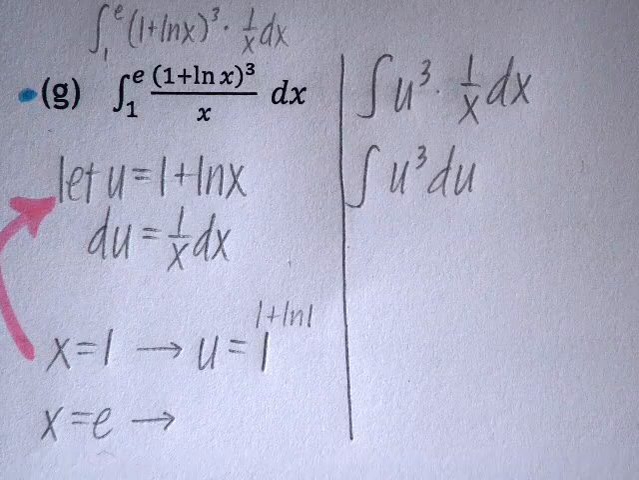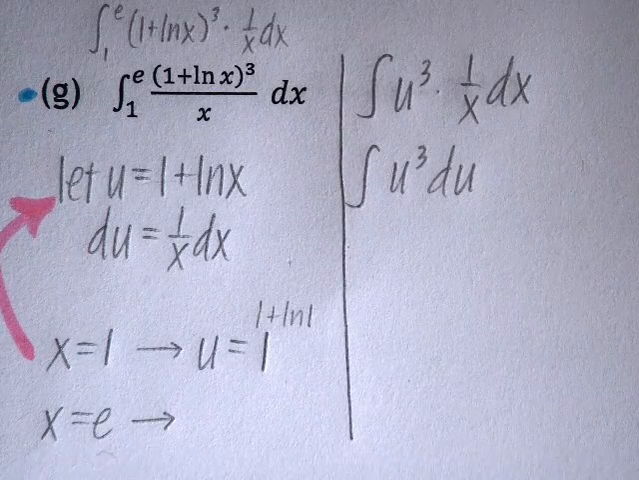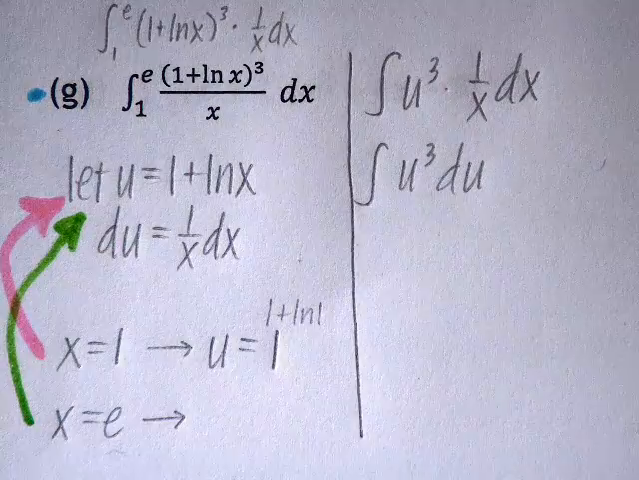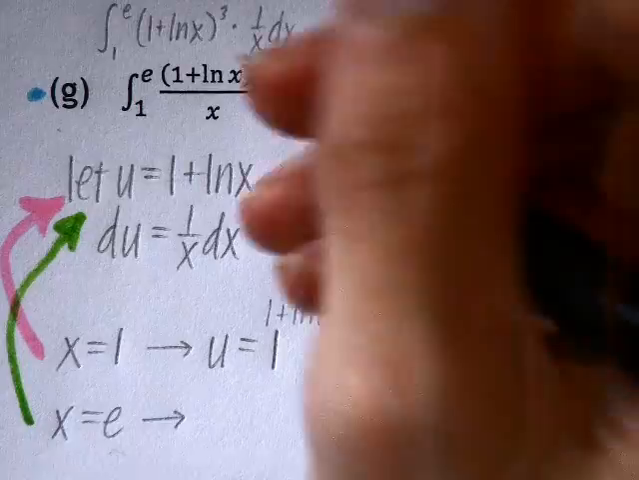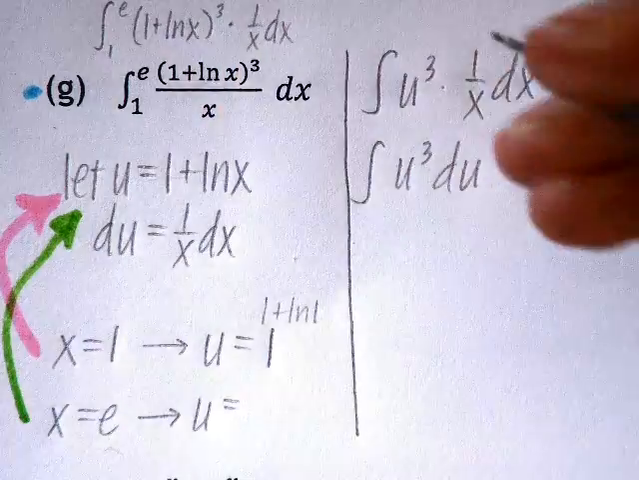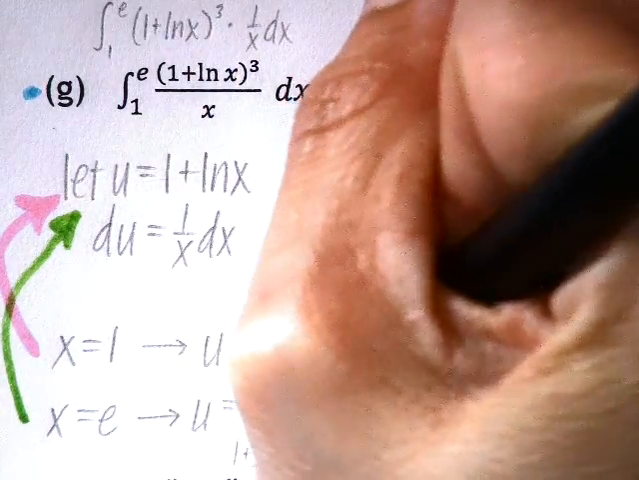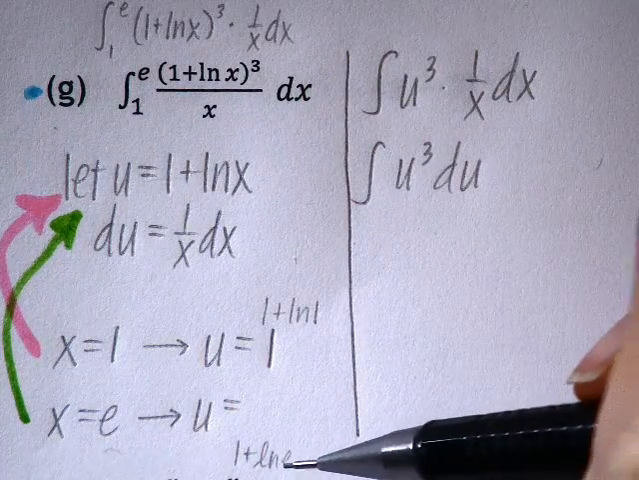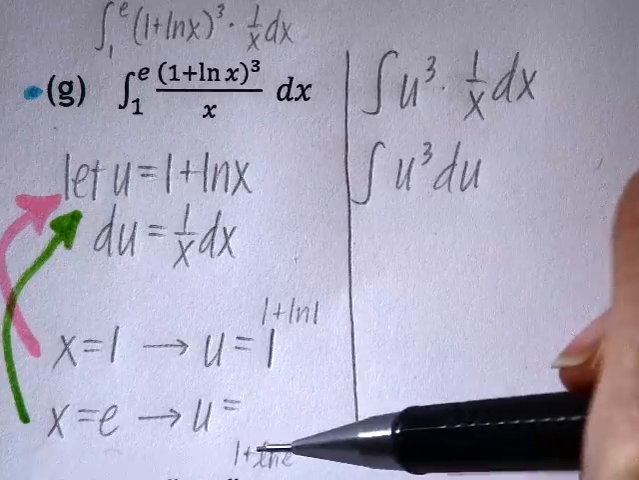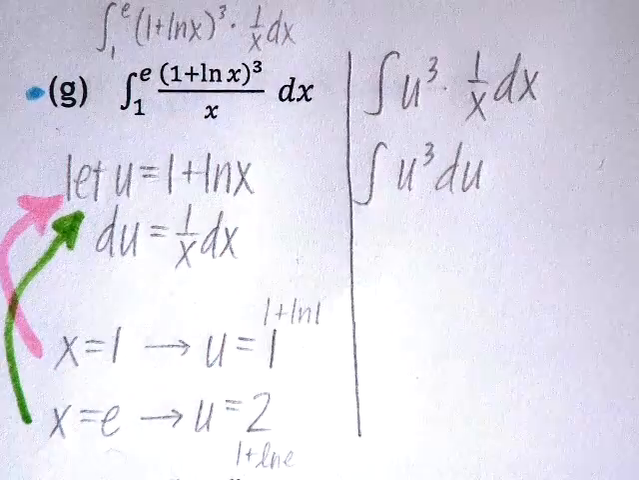Same thing goes for plugging in e. I'm going to do the same thing with the other original x coordinate. I'm going to plug it into the u sub so that way I can convert it to terms of u. Now if I convert by plugging in, I'm plugging in 1 plus ln of e. And just to remind ourselves, ln of e is 1. So 1 plus 1 is 2.